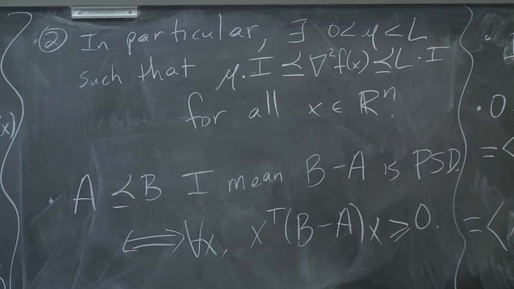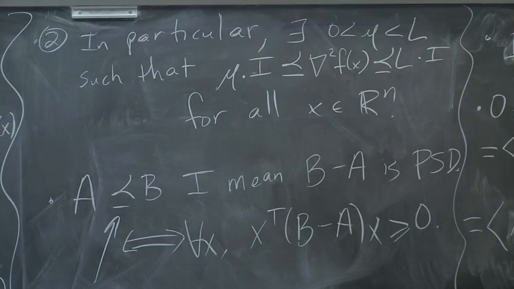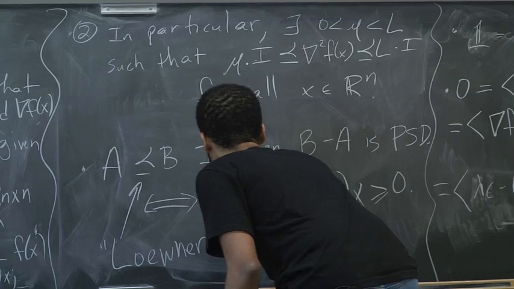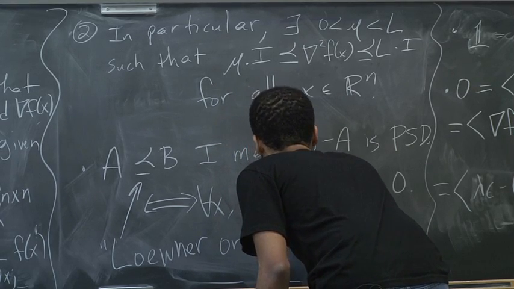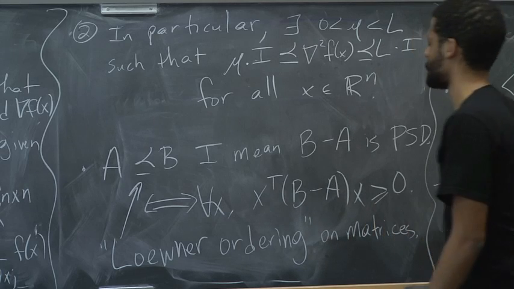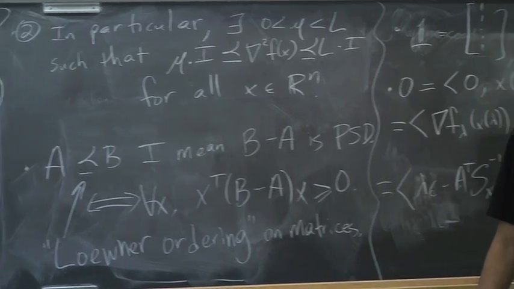Questions? This squiggly less than thing is usually called the Loewner ordering on matrices. Oh, so okay, good. For this class, you don't need to know it. I'm not going to assume you know it. I'll just take it by faith.